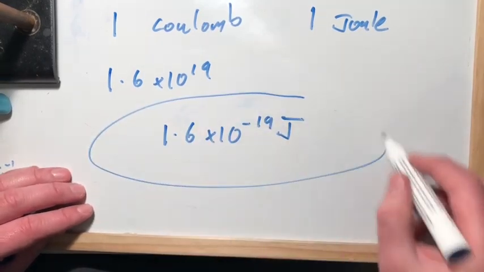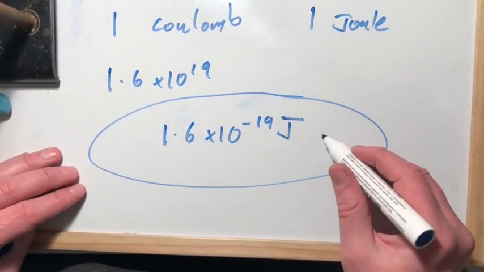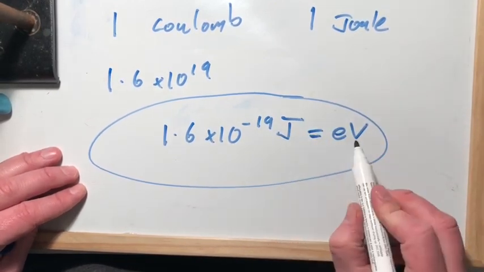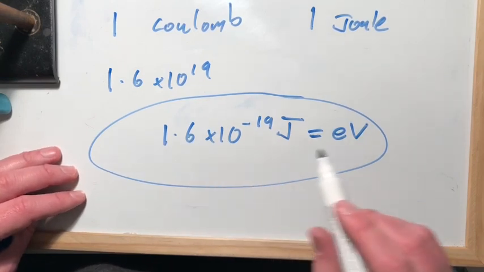Now this is such a significant number, it actually gets its own unit, and it's called the electron volt. So just to go over again, the electron volt is the amount of energy that an electron will gain or lose if it's moved through a voltage of 1.